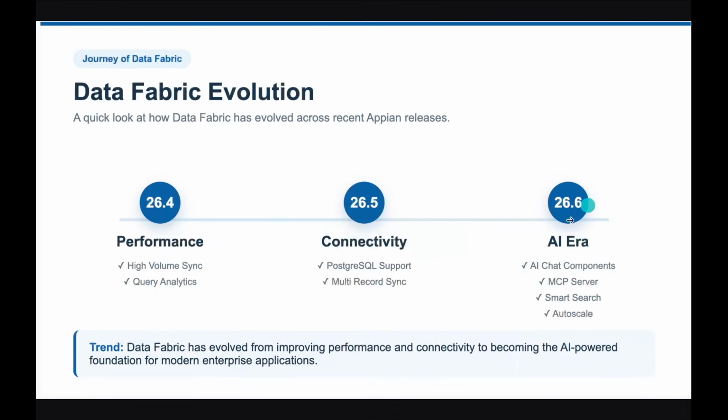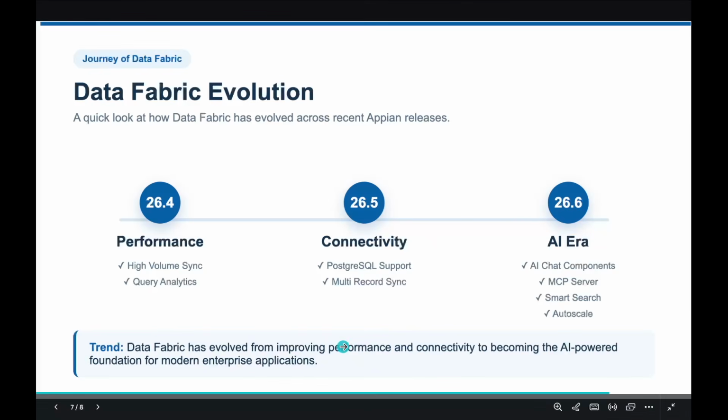So this was about the data fabric evolution. In 26.6 they emphasized performance and queries. In 26.5 they improved the connectivity. Now PostgreSQL support is also there, you can do multi-record syncs, and in 26.6 they have added so many AI features, like you can talk with your data without the use of any external LLMs. You can now access external LLMs and connect your record to them as well, along with all its inherent features. Now smart search is there, and Autoscale is now added for the data fabric as well. Some UI and user experience improvements have also been made as part of these changes.